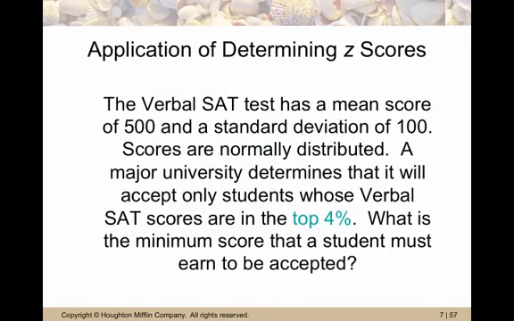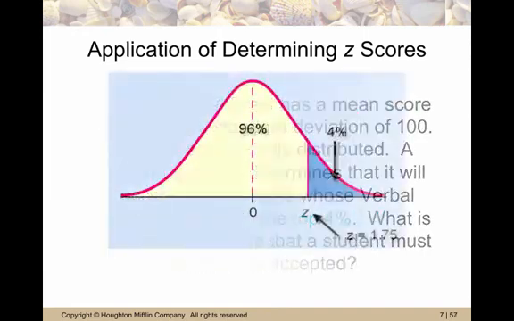We're now going to convert from z-scores to x-scores, to observations. The verbal SAT has a mean score of 500 and a standard deviation of 100. Scores are normally distributed. A major university determines that it will accept only students whose verbal SAT scores are in the top 4%. What is the minimum score that a student must earn to be accepted?